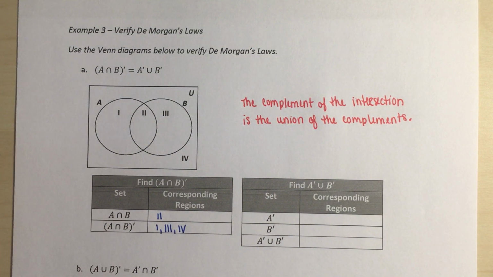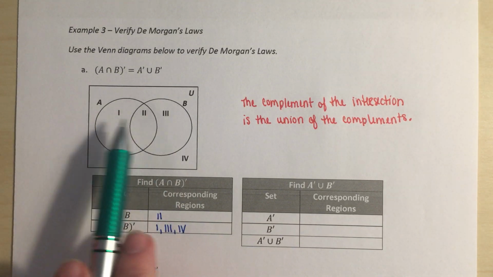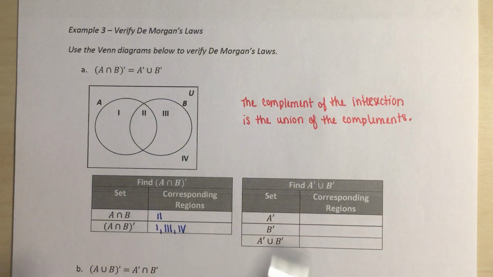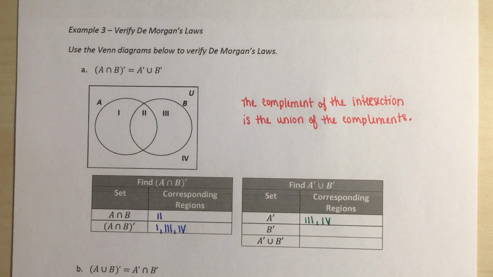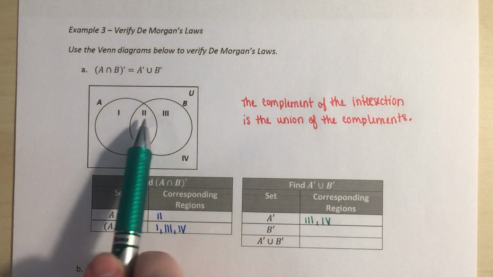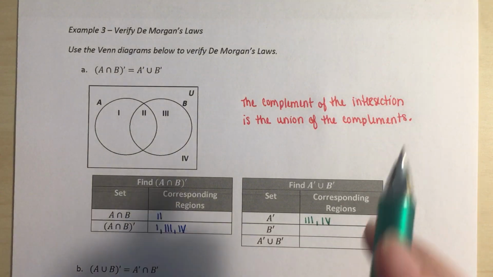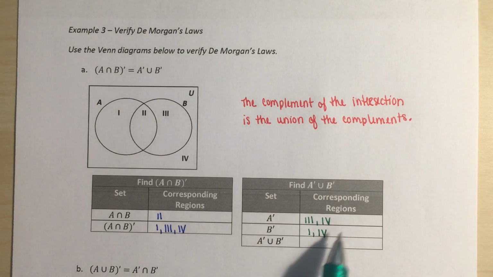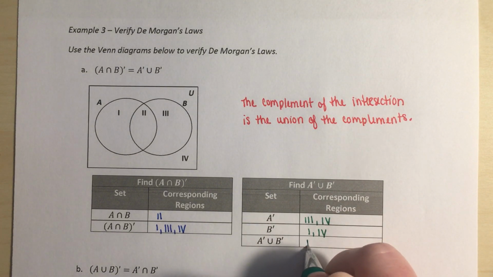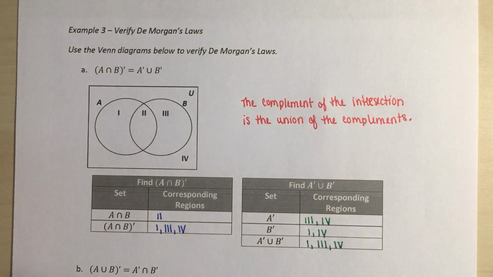All right. Now we're going to look at A complement union B complement. So A complement is anything that is outside of set A. So 1 and 2 are inside A, so regions 3 and 4 are outside of A. B complement is anything outside of B. Well, regions 2 and 3 are in set B, so regions 1 and 4 are outside. All right, so we want anything that's listed at all since we're thinking union. So we have 1, we have 3, and we have 4 listed in both of our sets.